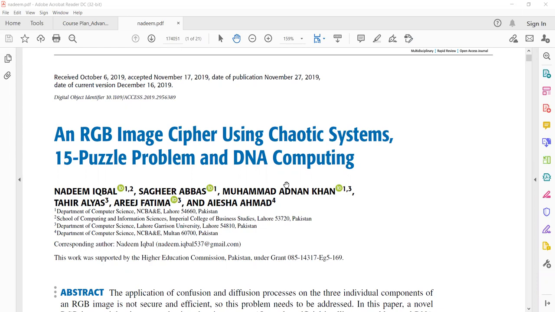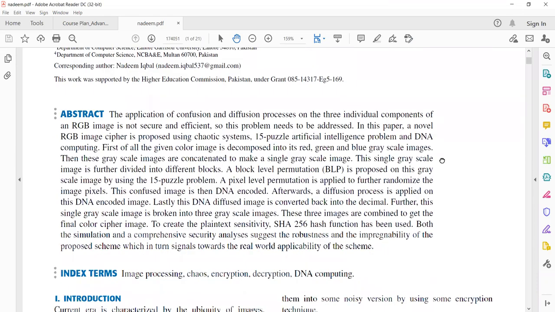This is an image encryption algorithm. This article is about a novel image encryption algorithm using the instruments of chaotic systems, 15 puzzle problem, and DNA computing. This is the abstract of the article. The underlying idea of this research article is to scramble and diffuse the pixels of the given image.